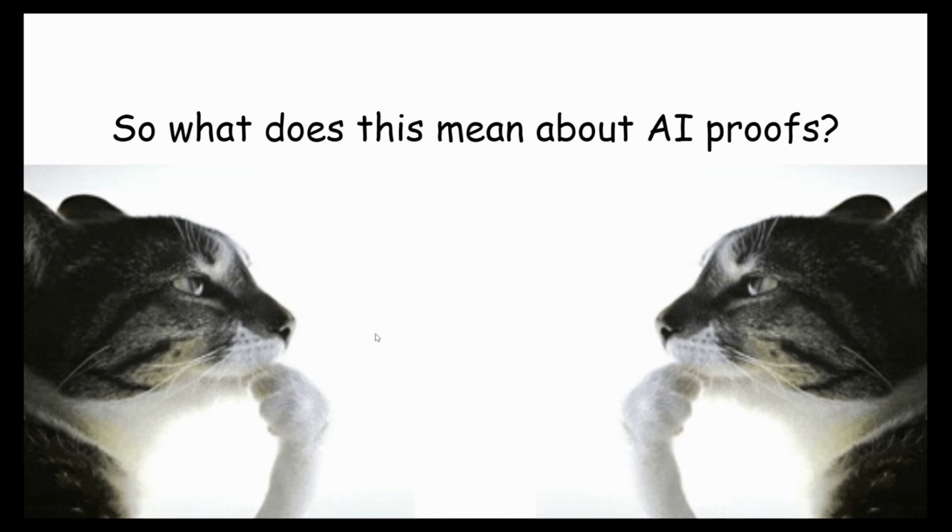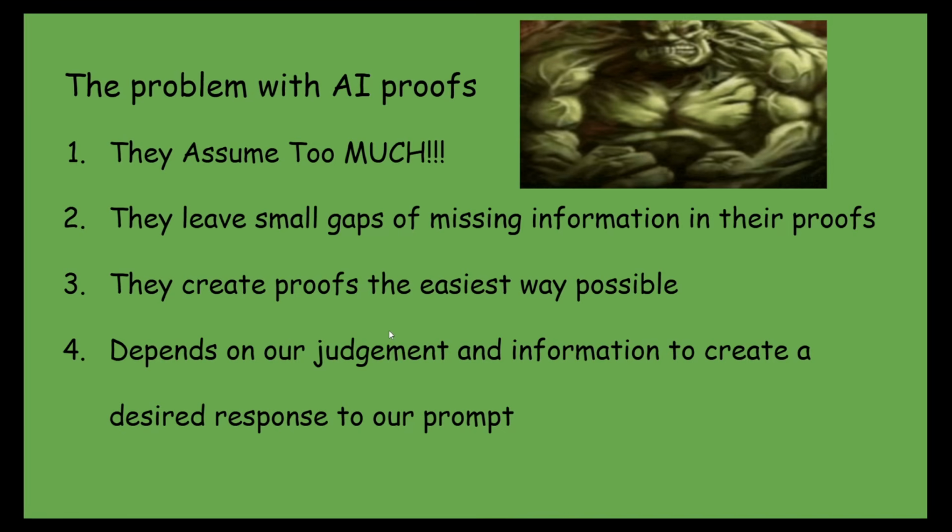Moving on, what does this mean about AI proofs in general? The problem with AI proofs is that they assume too much. Assuming too much is a big rule that is not allowed when writing mathematical proofs. If you assume too much information, then the proof itself will slowly lose the logic and proper steps to actually reach the conclusion that you are trying to reach.